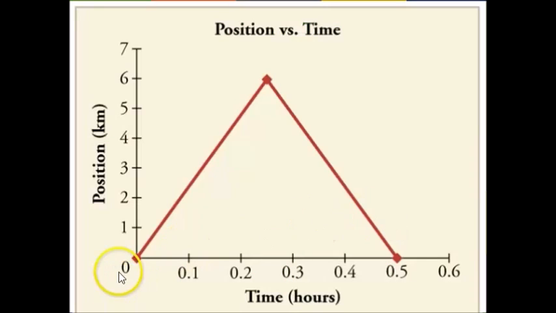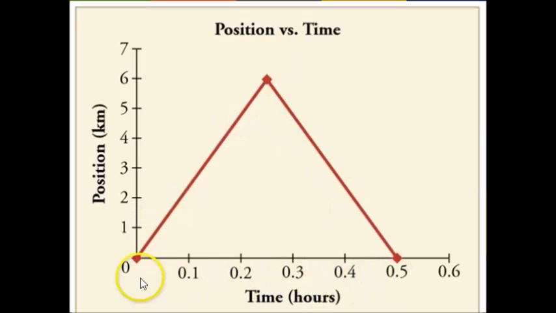So if you now make a plot of position versus time for that same example from Give It a Try, you start at 0 position, you get to the grocery store, which is 6 kilometers away, in 15 minutes, so 0.25 hours. And then you return back to 0 position at 0.5 hours. It turns out that velocity is the slope of position versus time. So the slope here is positive 12 and the slope here is negative 12.